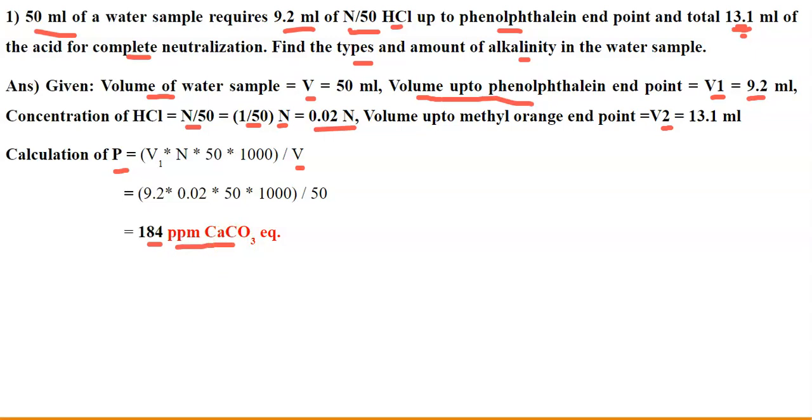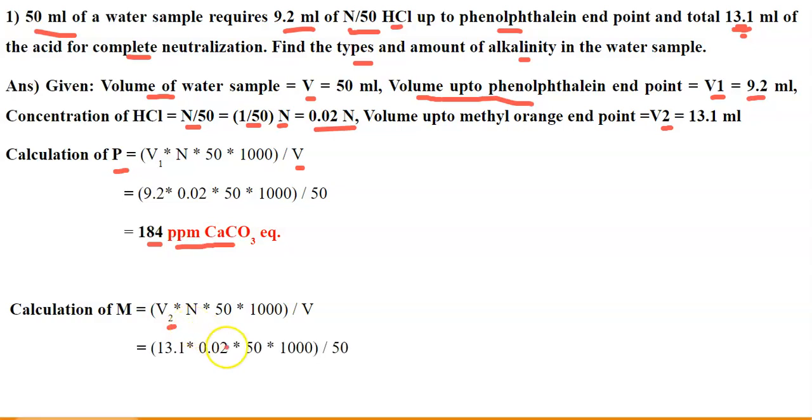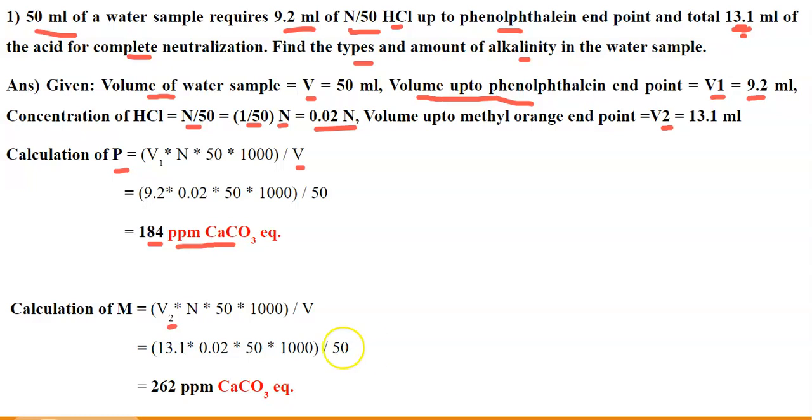Similarly, we calculate the value of M, the methyl orange endpoint. The formula is V2 into N into 50 into 1000 upon capital V. All things are the same except that for methyl orange we take V2, the total amount of acid required for complete titration, which is 13.1 ml. Substituting the values, we get the value of capital M, the methyl orange endpoint, as 262 ppm of calcium carbonate equivalent.